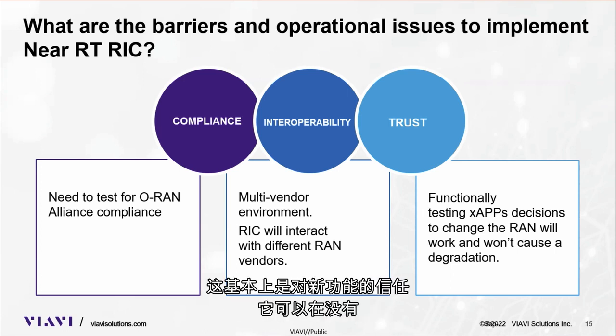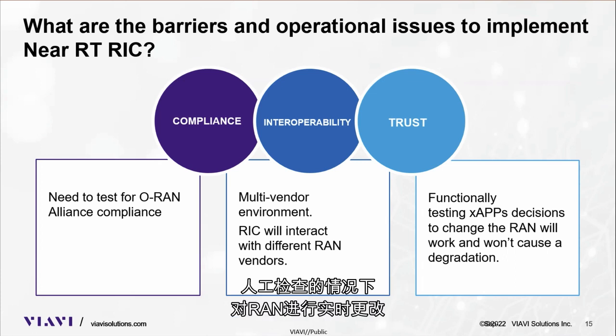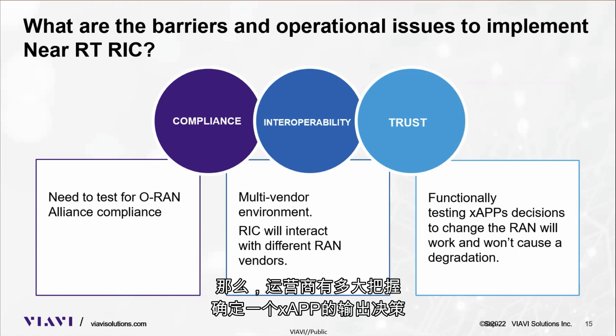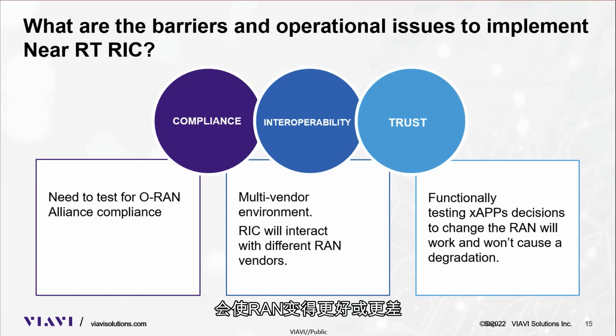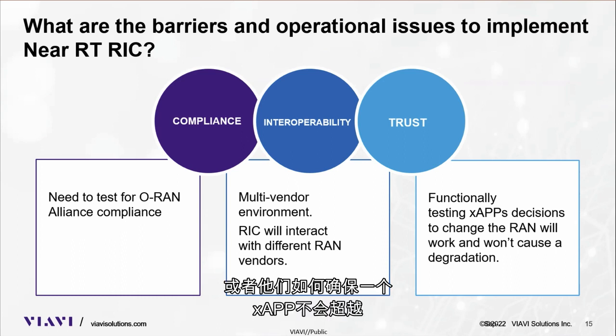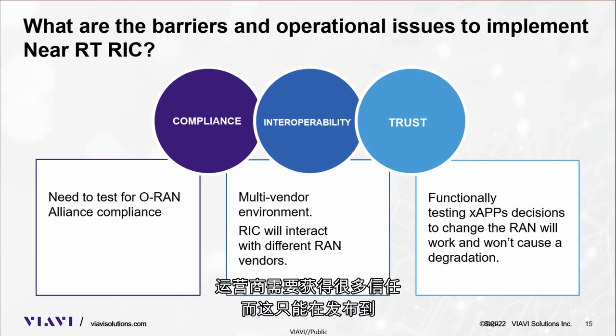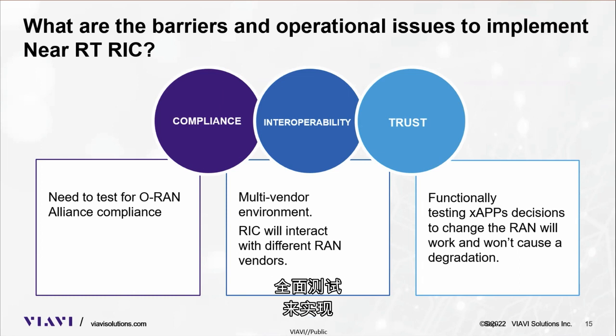This is basically placing trust in a new function which can make real-time changes to a RAN without a human checking them, which is a very big barrier for operators to overcome. How sure will operators be that the output decisions of one xApp will make a RAN better or worse? Or even how will they be ensured that one xApp won't outdo another xApp, for example, and have a negative or opposite effect? So there's a lot of trust that the operator needs to gain, and that can only be done through thorough testing in the lab prior to being let loose on the live network.